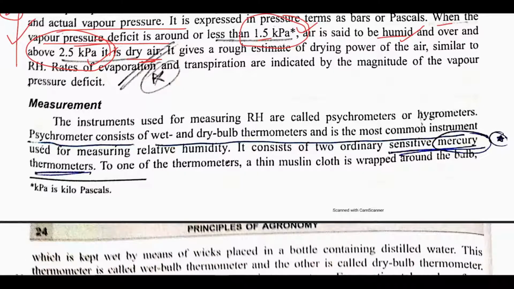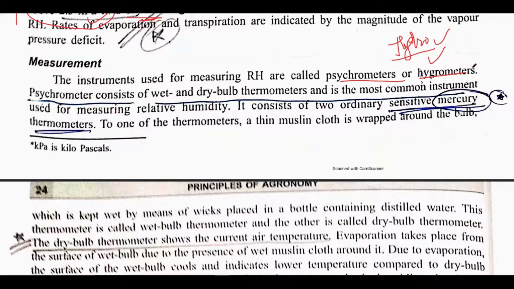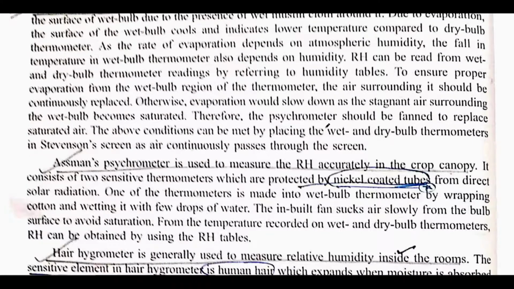Now the instruments used for measuring relative humidity are psychrometers or hygrometers. There is one other term known as hydrometer. A hydrometer is used for measuring specific gravity of liquids, while a hygrometer is used for measuring relative humidity. Now the psychrometer consists of a wet bulb and a dry bulb. The wet bulb has a thin muslin cloth wrapped around the bulb so that a moist condition is maintained throughout, while the dry bulb does not have such. Both the dry bulb and wet bulb contain mercury only. There is no alcohol present.